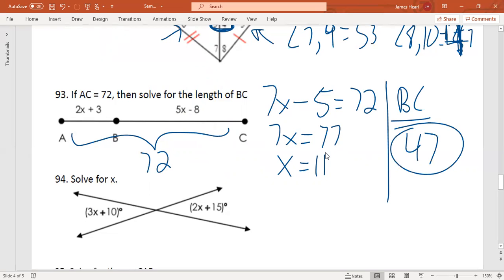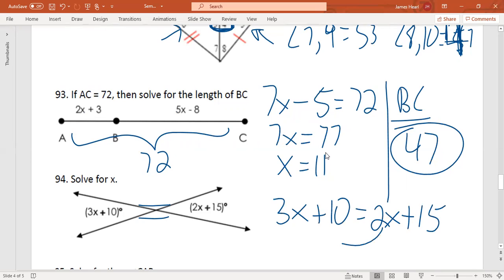And then 94 also goes back to the start of the course. Two angles directly across from each other are vertical and as a result are equal to each other. So 3x plus 10 must be the same angle measurement as 2x plus 15. If we subtract the x off, we get a single x. If we subtract the 10 off, we get 5, and that is all we were asked to do, is just find the fact that x is 5 in that picture.